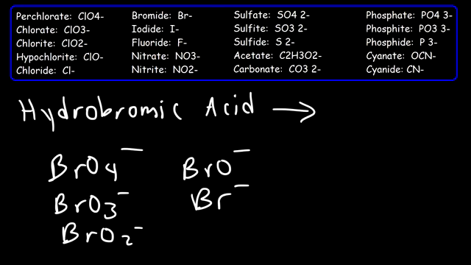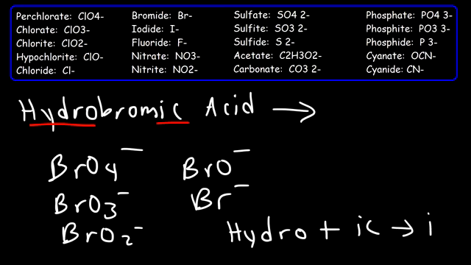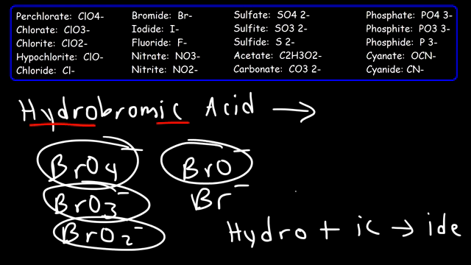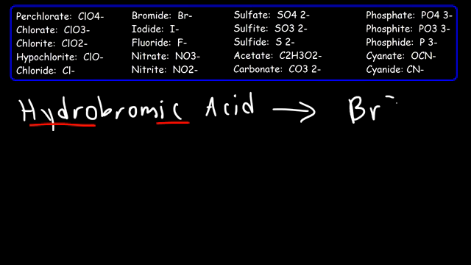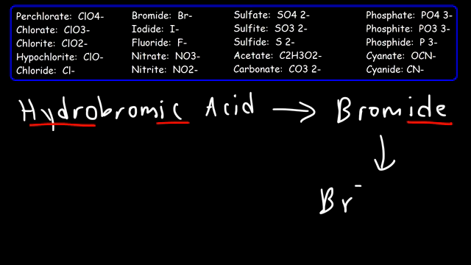What would you say? So notice that we have the prefix hydro and the suffix "ic." And whenever you have hydro and "ic," you need to replace it with "ide." This is perbromate. It doesn't have "ide" in it. This is bromate. That's bromite, hypobromite. This is bromide. It has the IDE suffix. So therefore, hydrobromic acid contains the monoatomic ion bromide, which I'm going to write like this. So anytime you see hydro and IC, you need to replace it with the ion that has the ending "ide." So bromide, as we said before, is Br-.